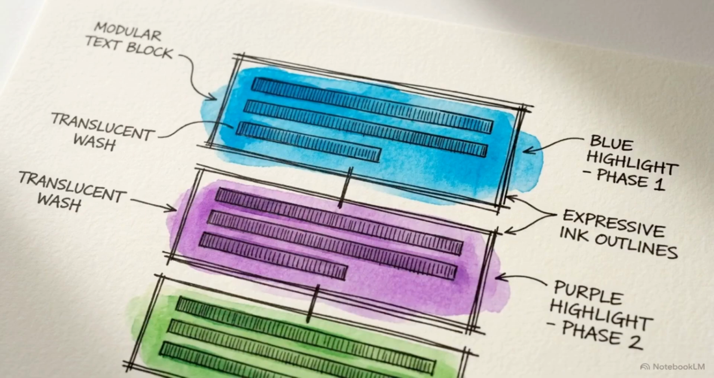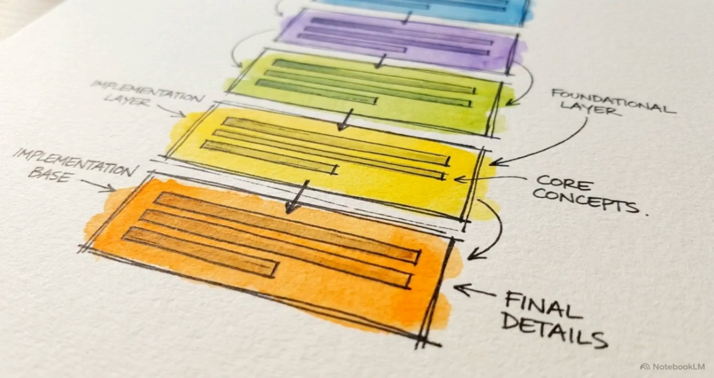Look at the final assembly. With these 5 color-coded layers stacked in sequence, you can see how each sentence serves a specific functional role in the logic of the paragraph.